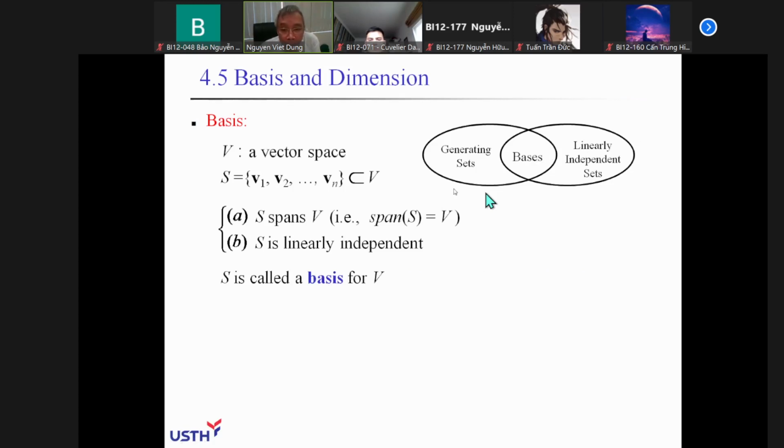And what the picture means: a vector space V can have many spanning sets, so the first round here means the set of all generating sets of V. And also V can have many linearly independent sets, so the second round here means the linearly independent sets inside V. So what is in the middle? In the middle is the set which is a spanning set and linearly independent at the same time. And those elements will be called a basis. So that is the definition.